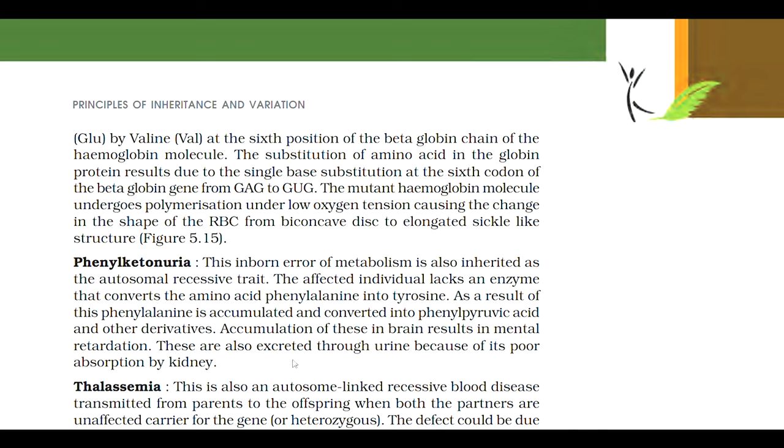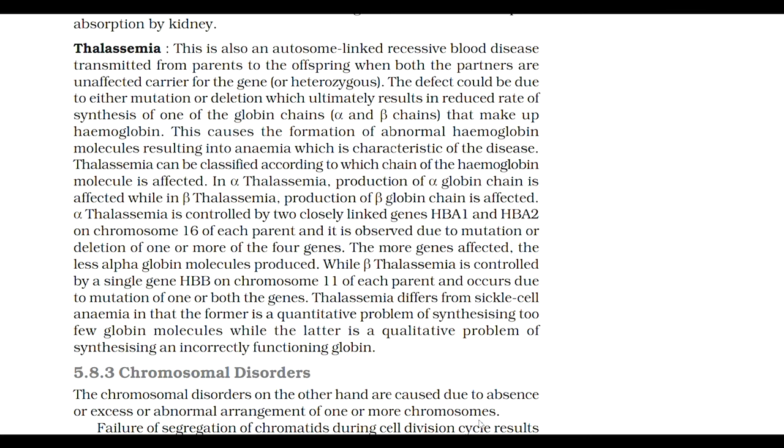Thalassemia. This is also an autosome-linked recessive blood disease transmitted from parents to the offspring when both the partners are unaffected carriers for the gene or heterozygous. The defect could be due to either mutation or deletion, which ultimately results in reduced rate of synthesis of one of the globin chains, alpha and beta chains, that make up hemoglobin. This causes the formation of abnormal hemoglobin molecule, resulting in anemia, which is characteristic of the disease.